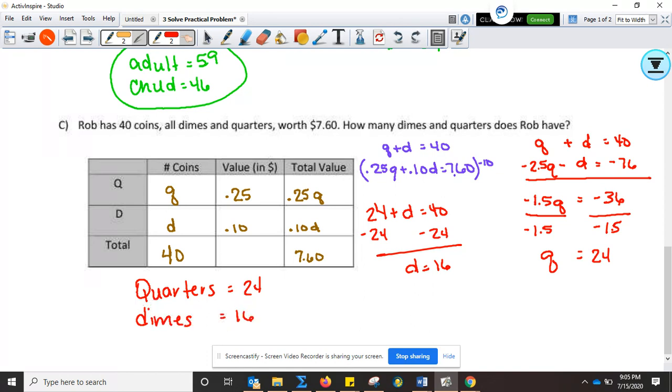One thing I want to ask you, a nickel, what is the value of a nickel? It's 5 cents. But be very careful because a nickel is 0.05. Okay, 0.05. Don't forget that because that's an easy one to mess up. All right, my last example.